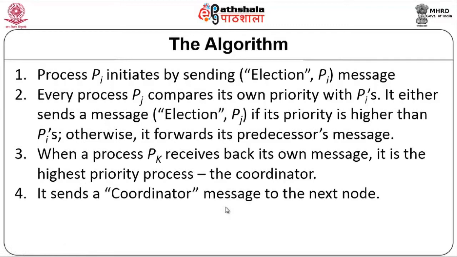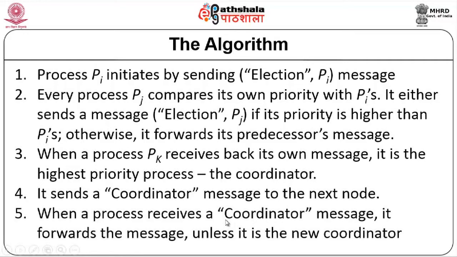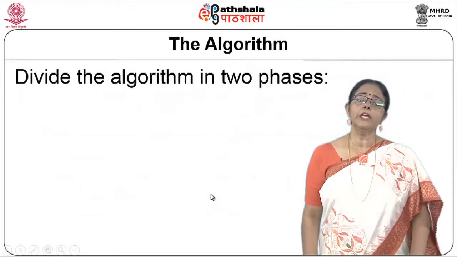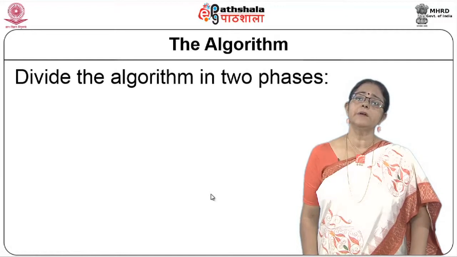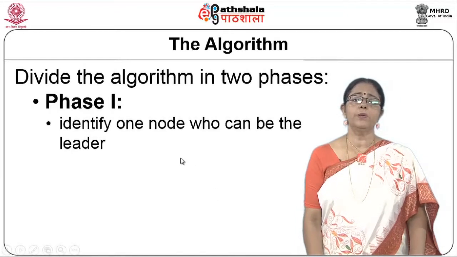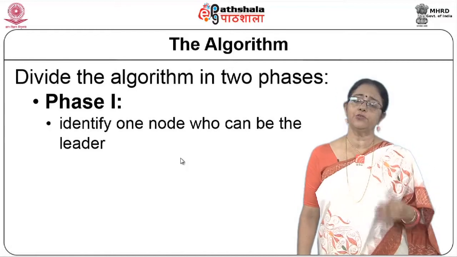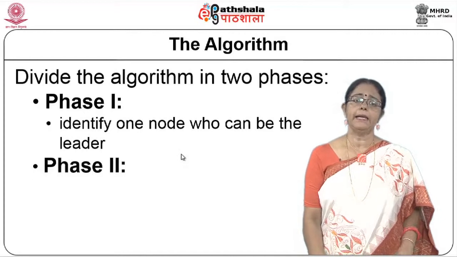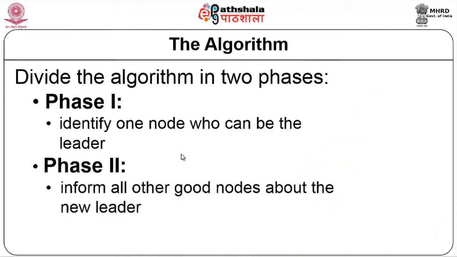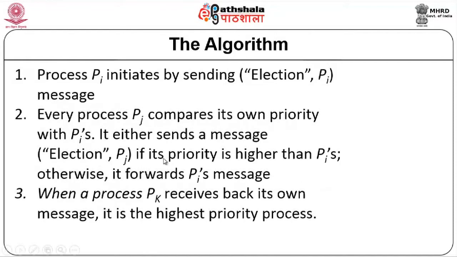Now, it will send the coordinator message to the next node, and any process receiving a coordinator message only has the job of sending the coordinator message to the next node, and so on. So, this algorithm is divided into two phases. In the first phase, among so many nodes, one node is identified to be the coordinator or the leader, and in phase 2, this leader, after understanding that it is the leader, communicates this information to all the other nodes.